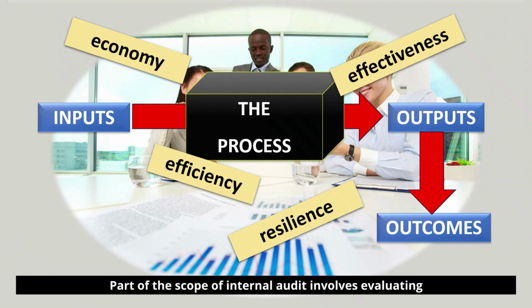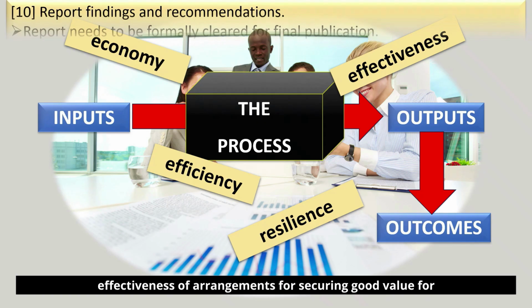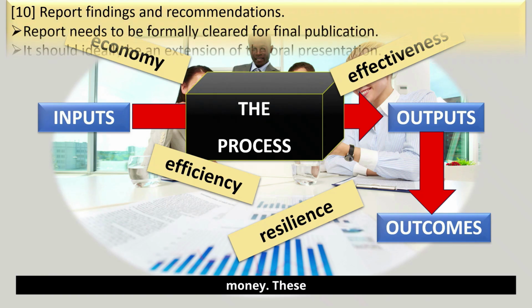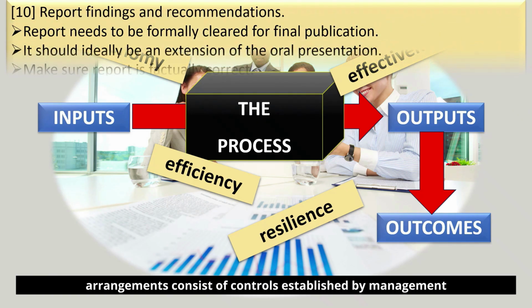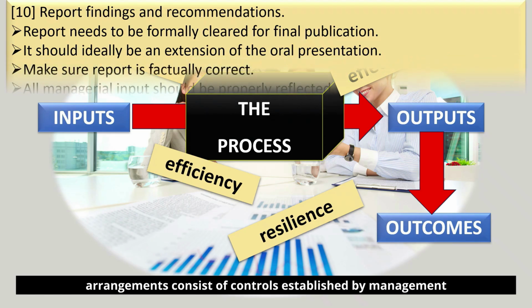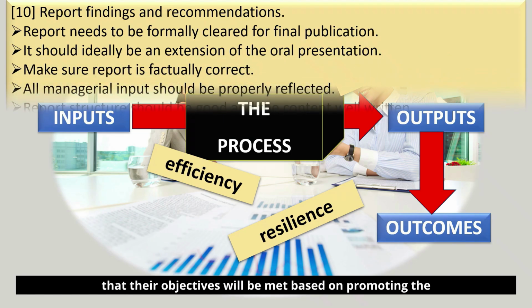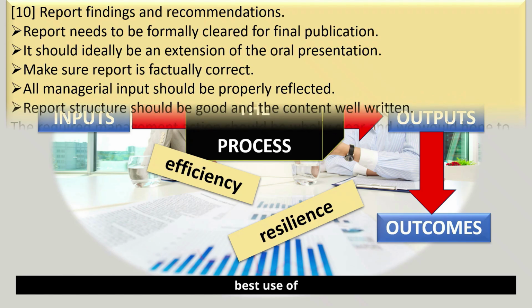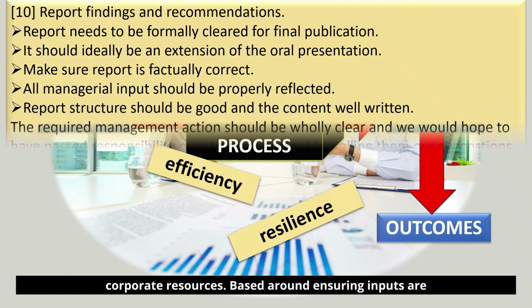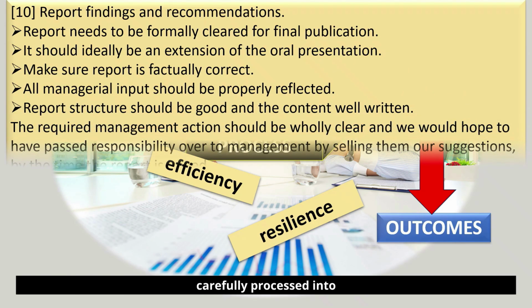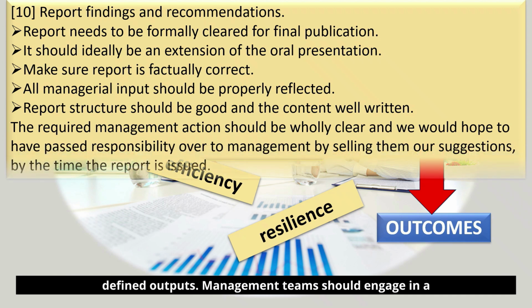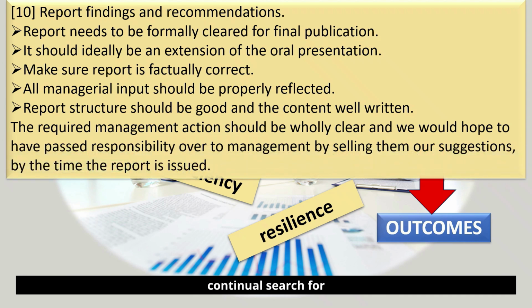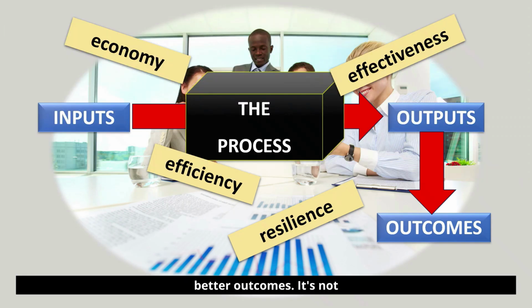Part of the scope of internal audit involves evaluating the adequacy and effectiveness of arrangements for securing good value for money. These arrangements consist of controls established by management to ensure that their objectives will be met based on promoting the best use of corporate resources. Based around ensuring inputs are carefully processed into defined outputs, management teams should engage in a continual search for efficiencies that may result in a level of savings and better outcomes.